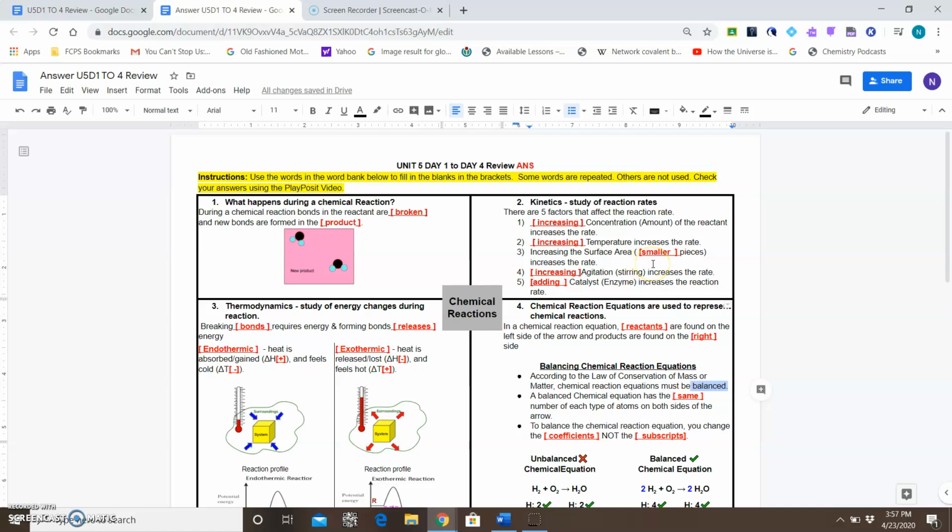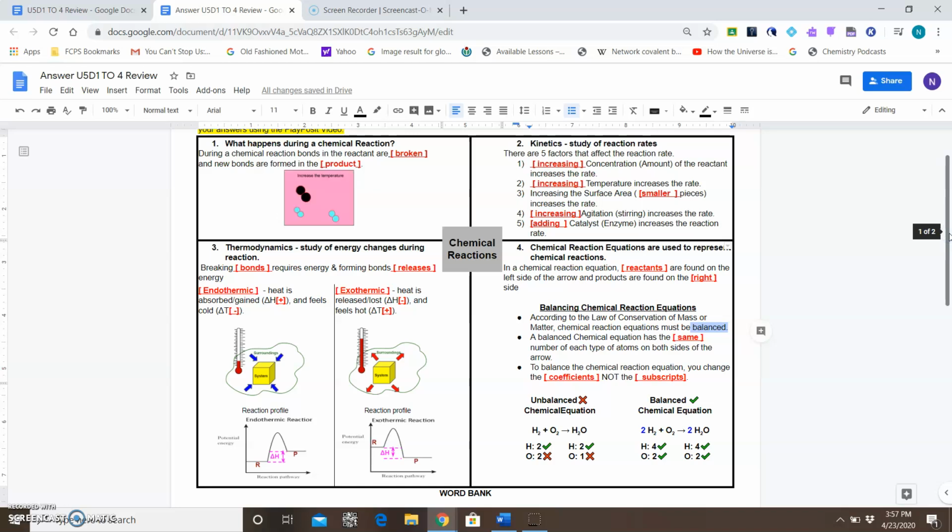And when we say increasing the surface area, that means that we're breaking solids down into smaller pieces. So the smaller the pieces, the faster the reaction. The next one is agitation or stirring. If you increase the amount of stirring or agitation, it increases the rate of the reaction. And finally, adding a catalyst, which is something you can add to a reaction to increase its rate. So adding a catalyst will increase the rate of the reaction. So that is kinetics. Now let's move on to thermodynamics.